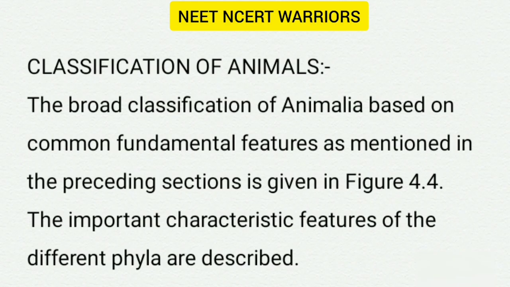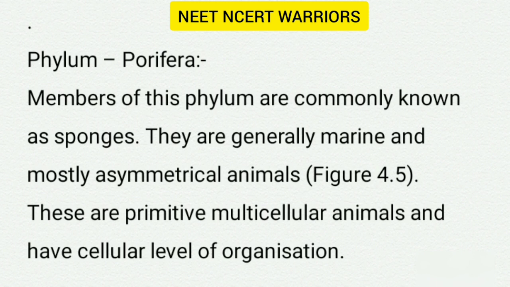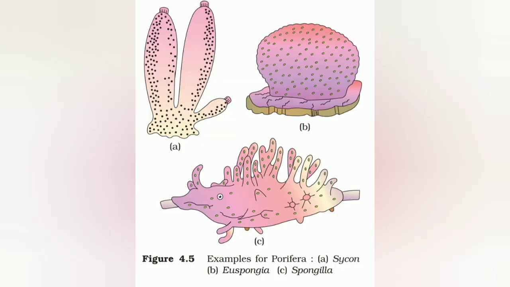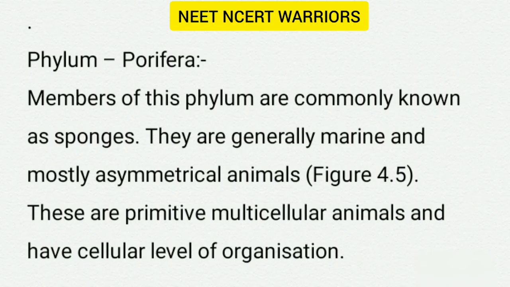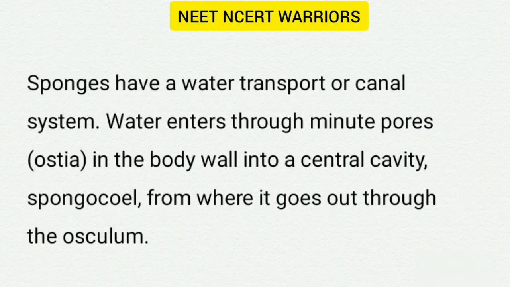The important characteristic features of the different phyla are described. Topic: phylum Porifera. Members of this phylum are commonly known as sponges. They are generally marine and mostly asymmetrical animals. You can see in figure 4.5. These are primitive multicellular animals and have cellular level of organization. Sponges have a water transport or canal system.